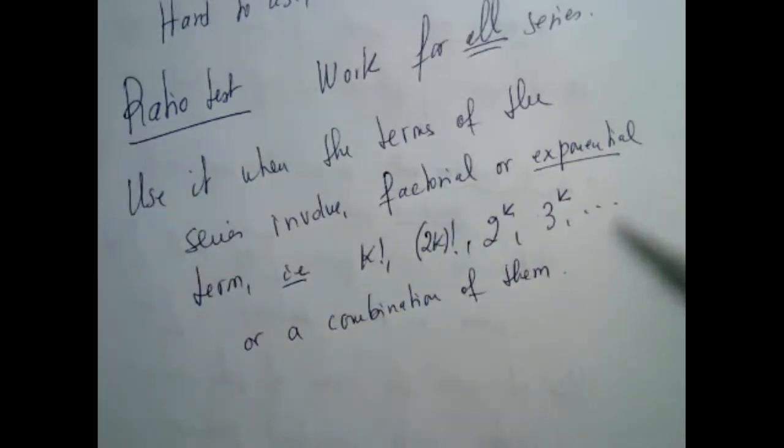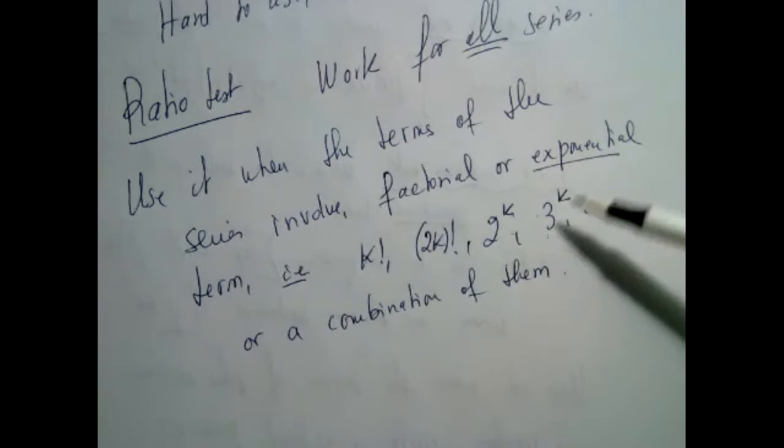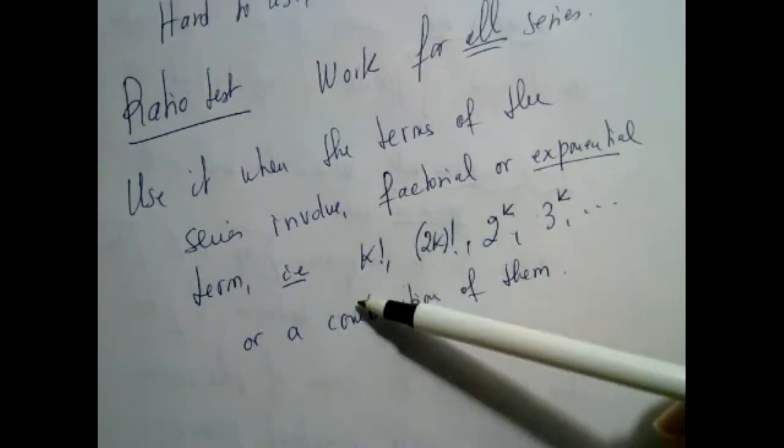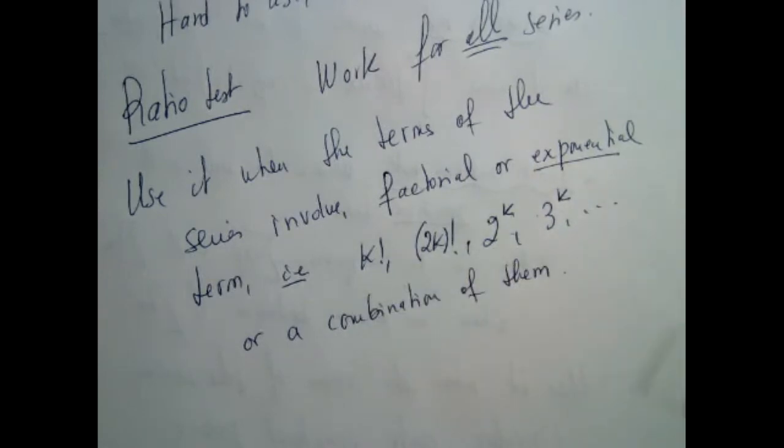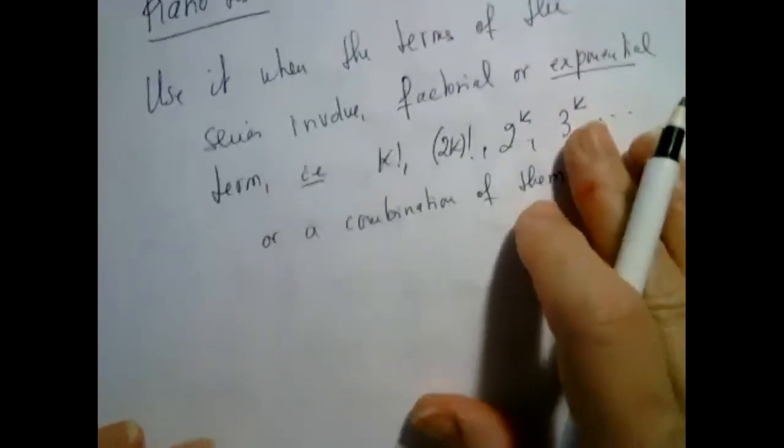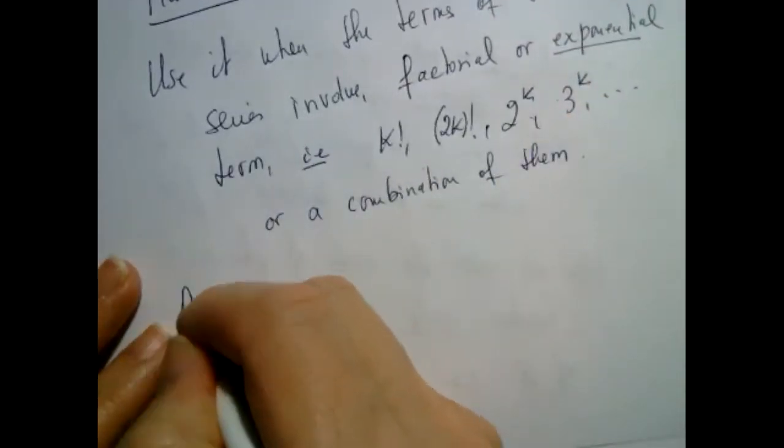Now, whenever you have a series and you see 2 to the k, 3 to the k, k factorial, or a combination of them, immediately use the ratio test. Okay. So finally, the other test we saw, alternating.